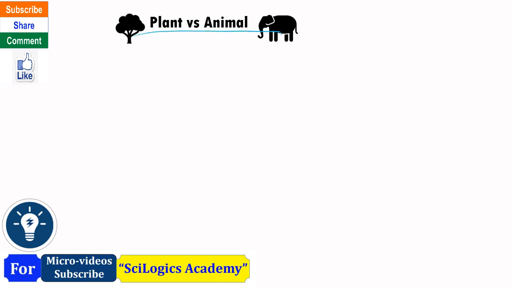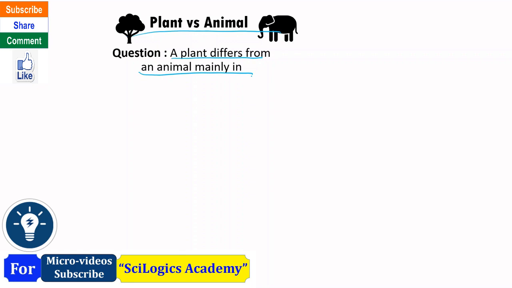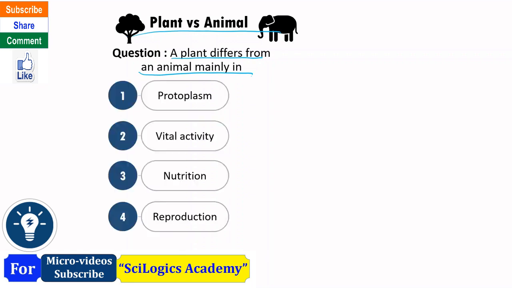Plant versus animal. Related to this, one question is here. We'll see. A plant differs from an animal mainly in, options are here: protoplasm, vital activity, nutrition, reproduction. So you have 5 seconds to give the correct answer.